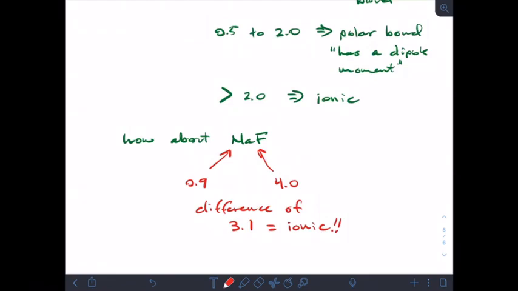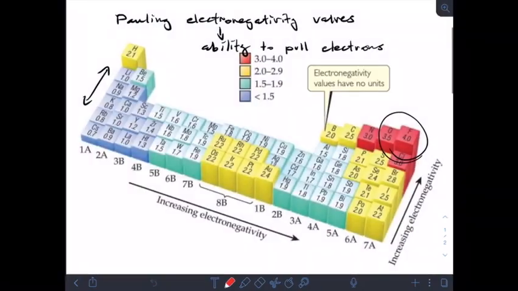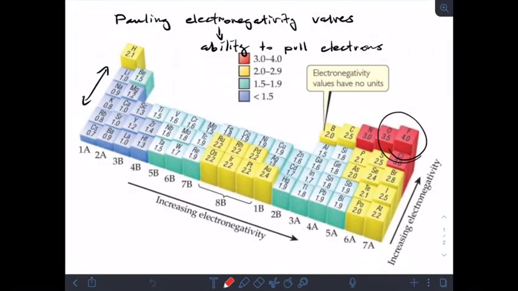And you'll find that when you look at the electronegativity values, that's going to be the case across the board. Anytime you bond a nonmetal with a metal, or almost any time, you are very, very likely going to get an electronegativity difference of greater than 2, which makes it an ionic bond.